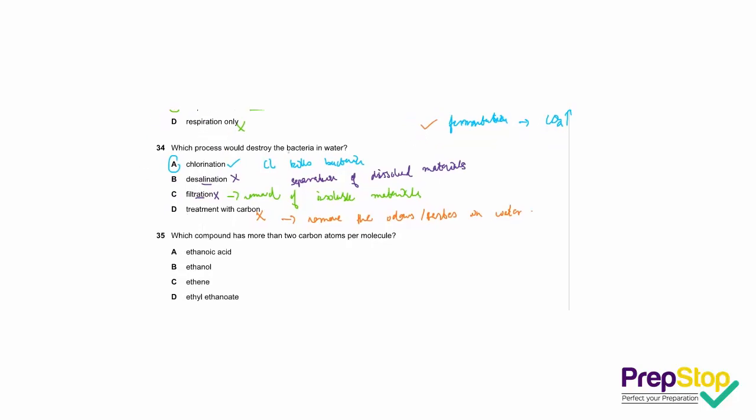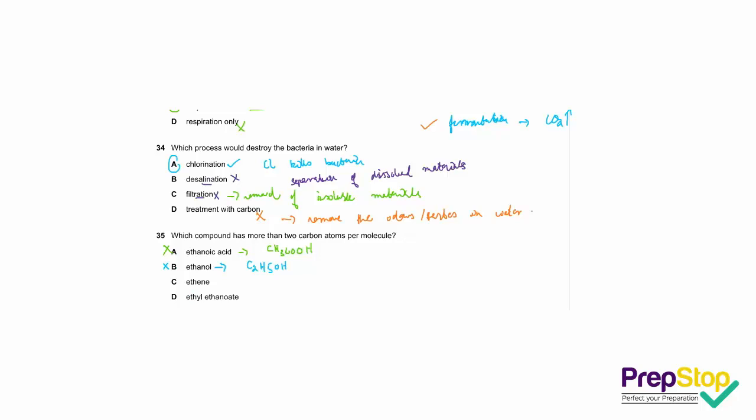Question number 35 states, which compound has more than 2 carbon atoms per molecule? Option A is ethanoic acid. The formula for ethanoic acid is CH3COOH. It only has 2 carbon atoms, so option A is incorrect. Option B is ethanol. The formula for ethanol is C2H5OH. Again, we see that there are only 2 carbon atoms per molecule, so option B is incorrect as well.